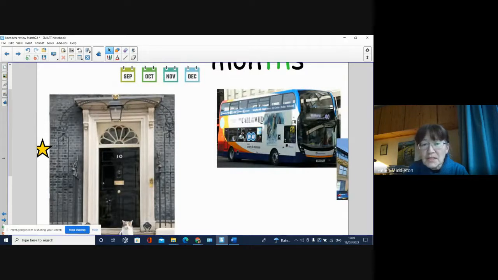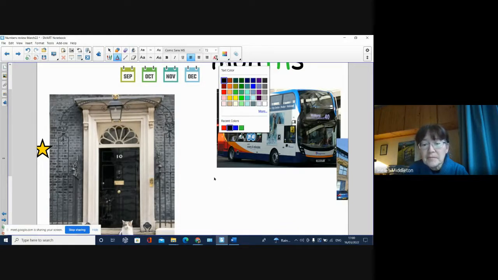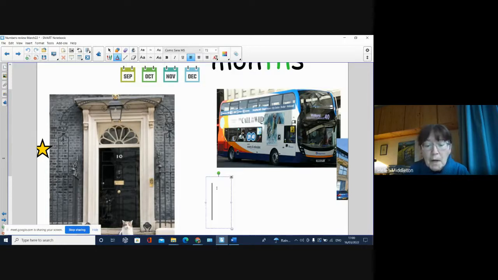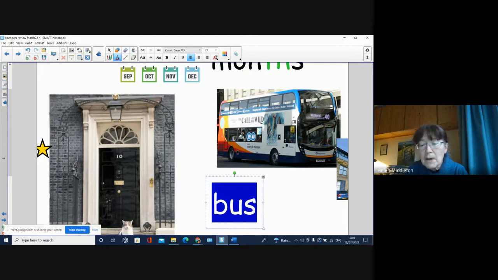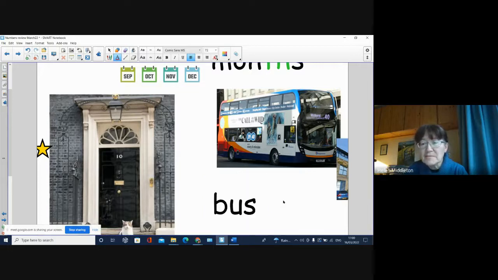Do you go on this? Yes, it's a bus. A bus. Bus. B, a, s. Bus, b, a, bus, a bus.